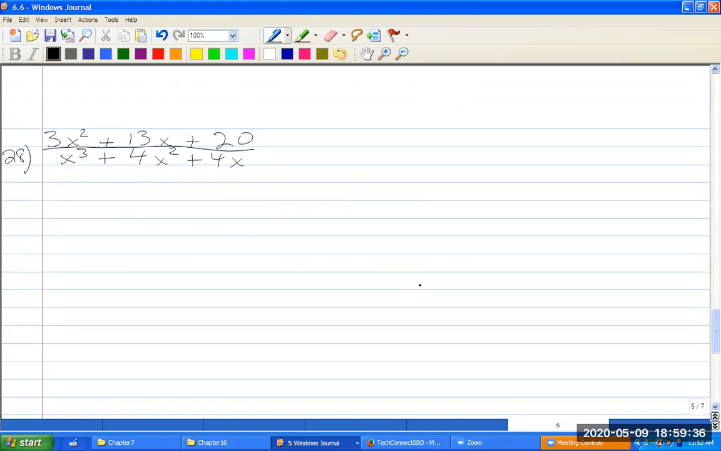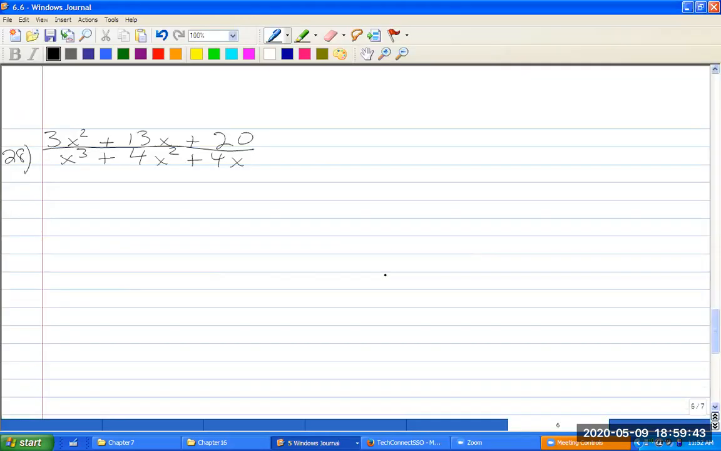Problem 28. And so I have, first, let me factor. So notice that in this case, my denominator hasn't been factored yet. So let me try to factor this. Luckily, it's very easy to factor. Factor out an x. What remains is x squared plus 4x plus 4, but that is just x plus 2 quantity squared.